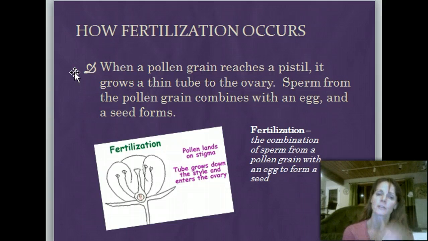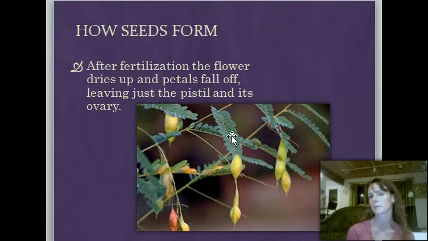Right here it even says pollen lands on stigma, tube grows down the style, and enters the ovary. Fertilization is the combination of sperm from a pollen grain with an egg to form a seed. So a seed is the zygote, that fertilized egg. Just like for us, a zygote in humans is a fertilized egg where the sperm and the egg have joined. So kind of similar in plants. How close we're related to plants.